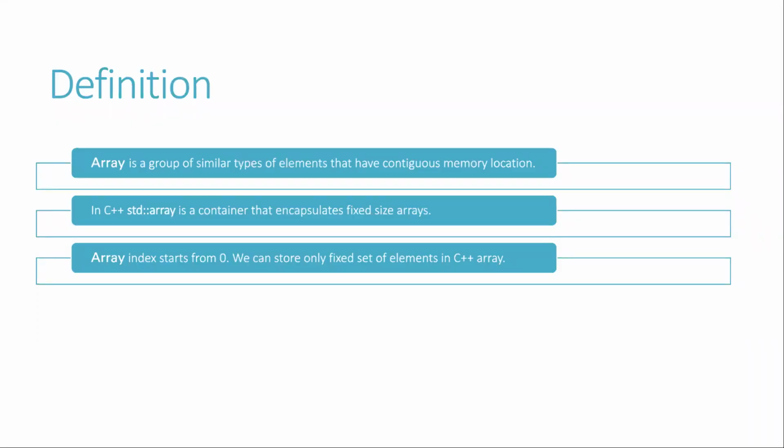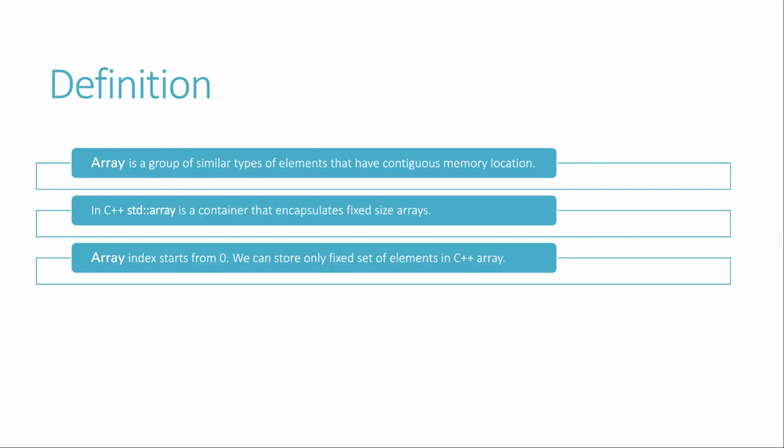So the definition of array. We all know an array is a set of homogeneous elements, and the memory allocation is contiguous, right? So you can see the very first point: a group of similar types of elements that have contiguous memory locations. Similar types of elements means, suppose we are declaring an integer array, that means all the elements in that array will be integer. If we are required to collect various types of elements, then the definition of array will change, then it will be a structure, right?